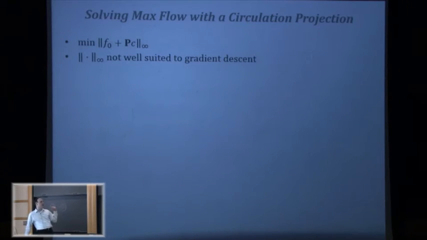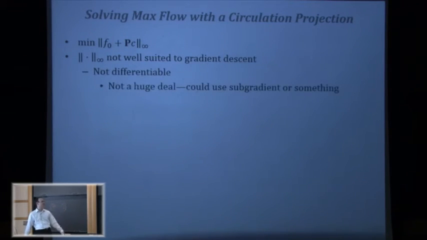OK, little issues. The first issue is that L infinity is not really good for gradient descent because it doesn't have gradients. It's not differentiable. Not a huge deal. That one, I don't know, use subgradient or something was my answer to it. There are ways to get around the corners. But there's a bigger problem.